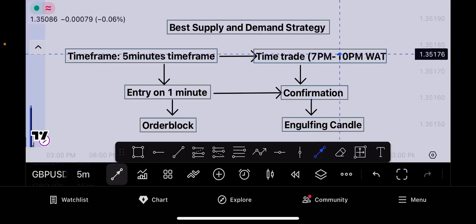If you are in the US, this is going to be probably 1 p.m. in Eastern Standard Time, which is New York time. So you just have to confirm the time. This is very, very important.